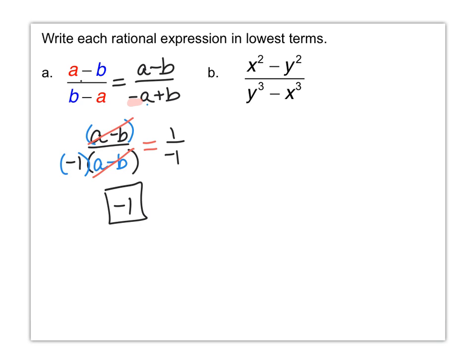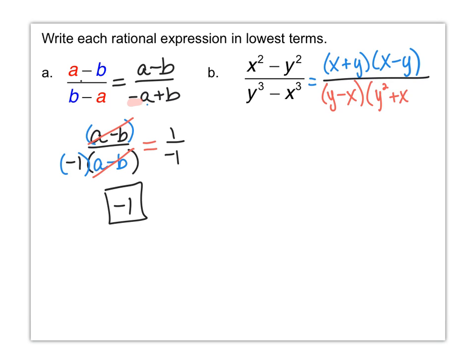In part B, we have the polynomial x squared minus y squared. And you should recognize that as a difference of 2 squares that could be factored into the form of x plus y and x minus y. The denominator is y cubed minus x cubed. That's a special difference of cubes that can be factored into a binomial and a trinomial. The binomial factor would be y minus x, and the trinomial factor would be y squared plus xy plus x squared.